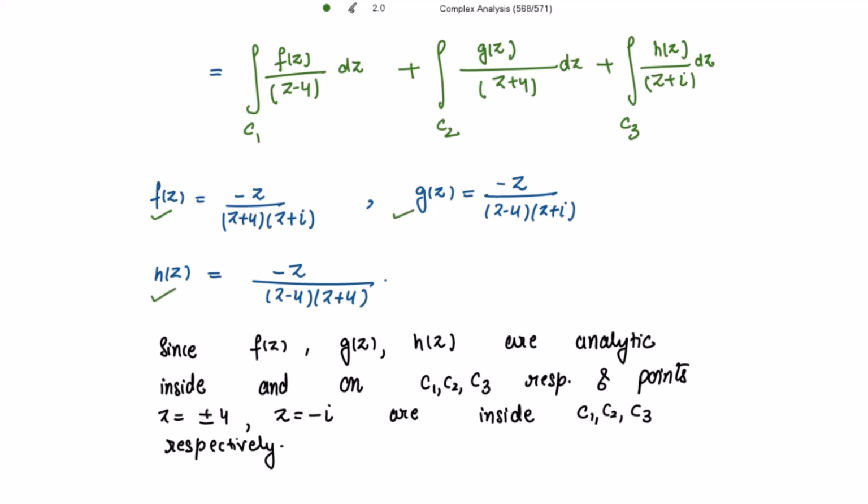Now since all these functions are analytic inside and on C1, C2, C3 respectively, and the points z equal to 4, -4 and negative iota are inside C1, C2, C3 respectively, it is very important to write respectively. z equal to 4 lies inside C1, z equal to negative 4 lies inside C2, and z equal to negative iota lies inside C3. Accordingly, now we are going to use Cauchy's integral formula for evaluating these integrals.